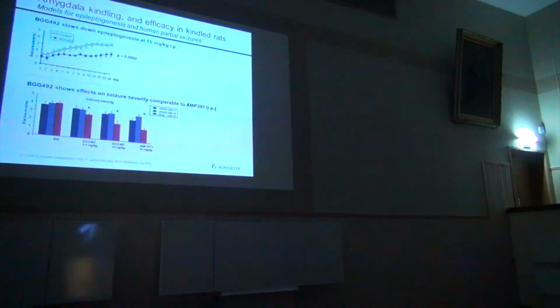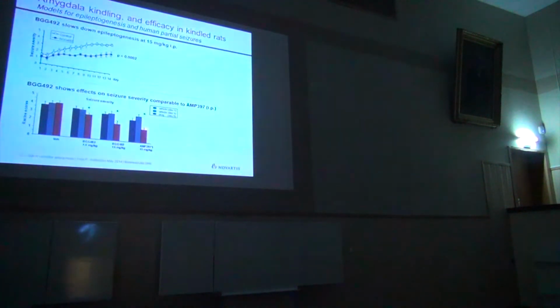It also showed an effect on seizure severity on animals that are what we call fully kindled, so animals that have reached the maximal severity of the epileptic crisis, where we see in this graph bar the first control day, second control day, and then vehicle treatment, no effect obviously. First control day, second control day, and small dose of BGG492, and a bigger dose of BGG492. It doesn't look like a very big effect.